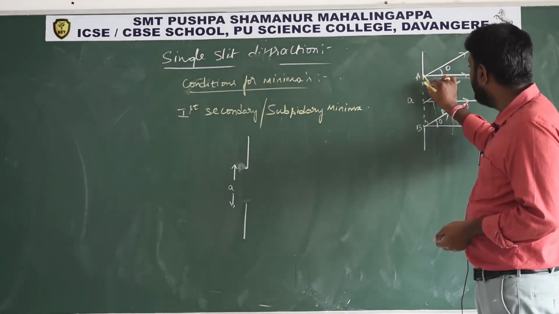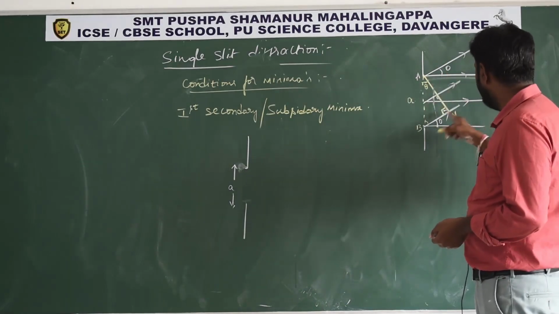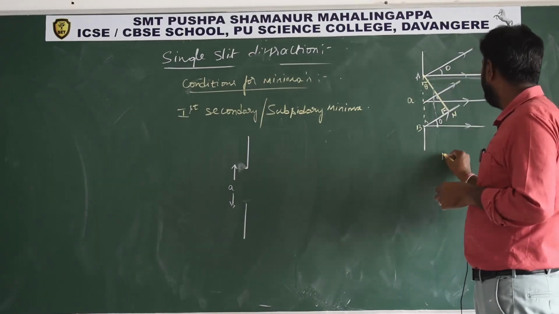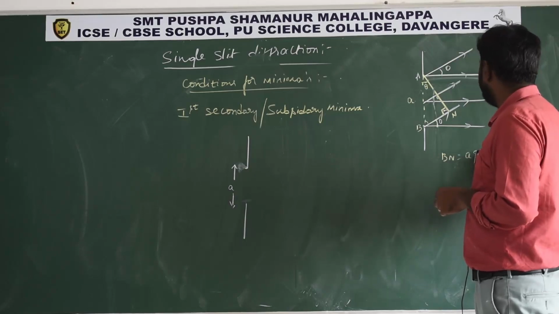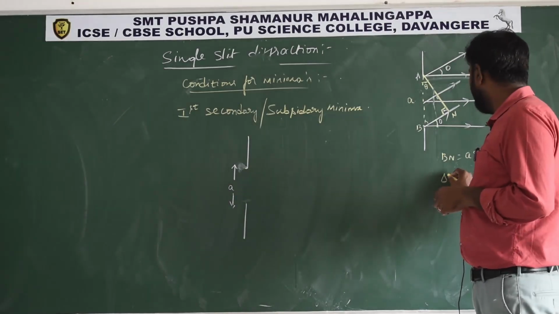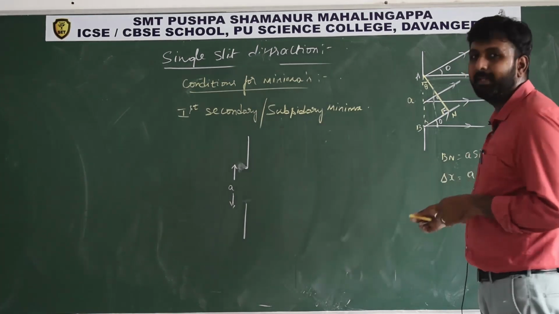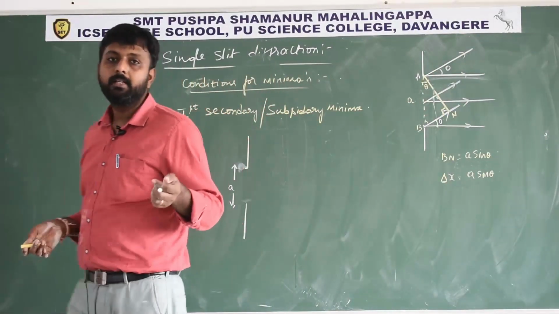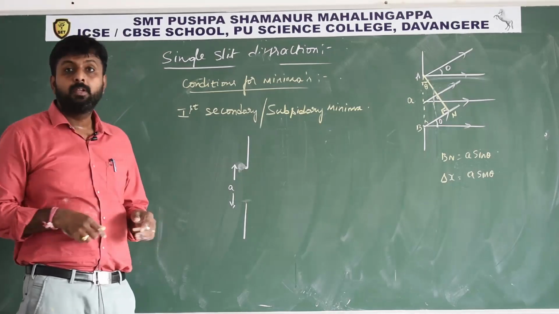Then this angle you will get as theta. And if you apply sin theta for this triangle ABN, you will get BN value as a sin theta. This BN is nothing but the path difference, a sin theta. Similarly, in interference, we obtained the path difference as d sin theta, right? Here the path difference is a sin theta.